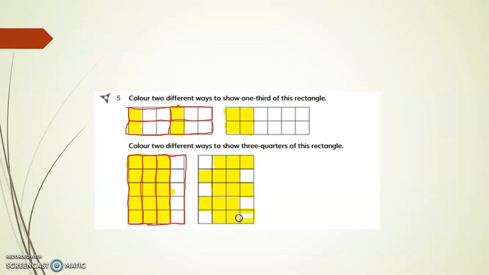Now count the total number of squares that are colored. Here you can see it is 15. 1, 2, 3, 4, 5, 6, 7, 8, 9, 10, 11, 12, 13, 14, 15. So these two represent the same 3 quarters, and these are two different ways of representing it. These two represent the same 3 quarters.